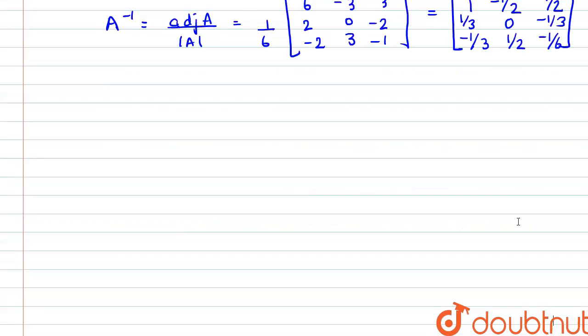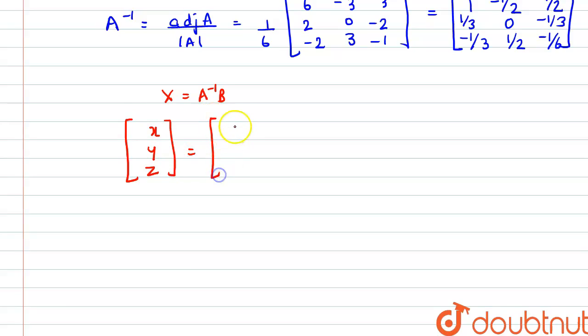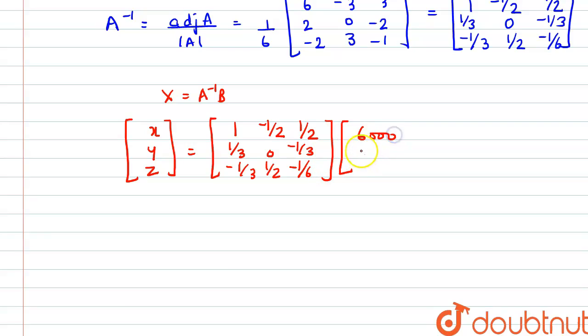Now if we put this value of A inverse in our equation, our equation was x is equal to A inverse B, or we have x, y, z is equal to A inverse, that is 1, minus 1 by 2, 1 by 2, 1 by 3, 0, minus 1 by 3, minus 1 by 3, 1 by 2, and minus 1 by 6, multiplied by B. B is 6,000, 11,000 and 0. So now we have to find the value of x only, because in the question we are asked to find the x value only.